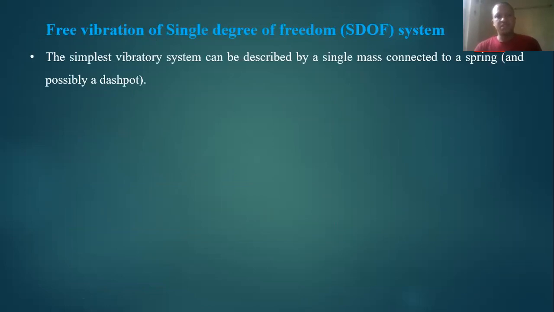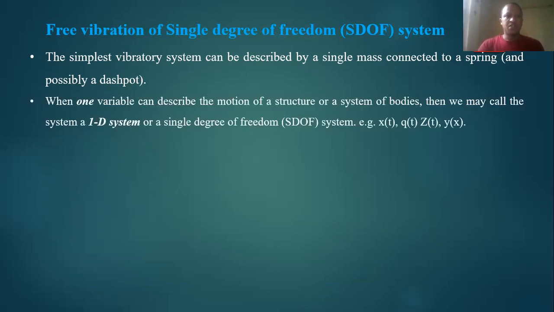So the simplest vibratory system can be described with a single mass connected to a spring, and if possible, in the case of damping, a dashpot also included on it. So when one variable can describe the motion or structure of the system body, then we call it a 1 degree of freedom system.